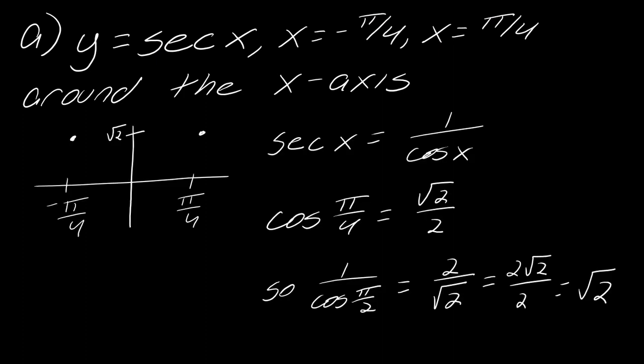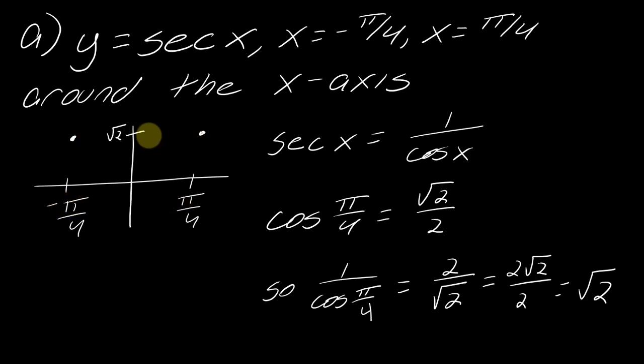Just a few reminders if you're unsure about secant: secant is 1 over cosine x. So if I know the value of cosine of pi over 4, which is square root of 2 over 2, then 1 over cosine pi over 4 is just going to be the reciprocal, right? So now it's 2 over the square root of 2, and then I can rationalize the denominator to get that this is equal to the square root of 2.